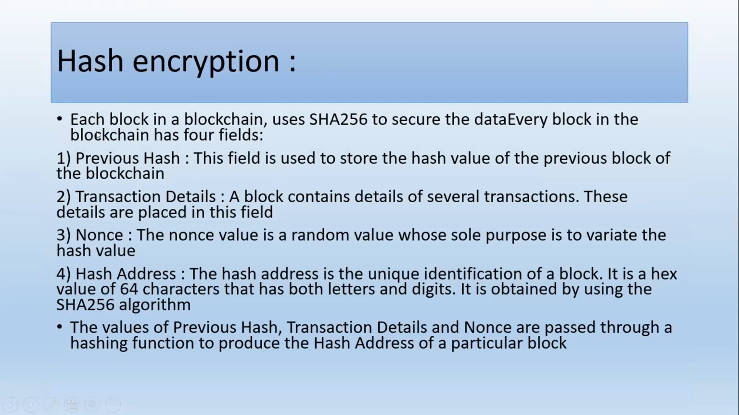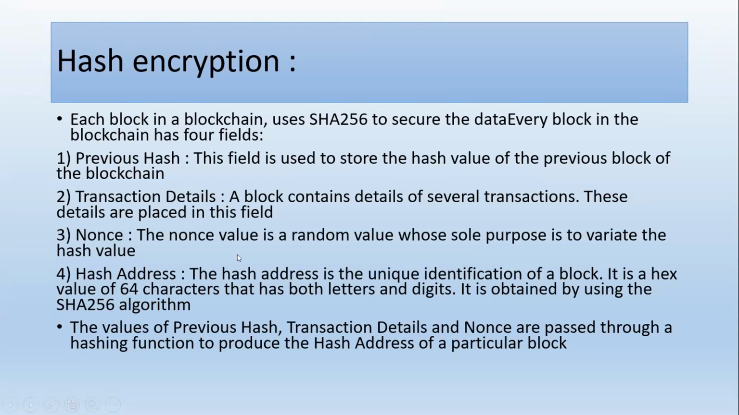So hash encryption. As there is a block in the blockchain which uses SHA-256 to secure the data, every block in the blockchain has 4 fields. First is previous hash, second one is transaction details, third one is nonce, fourth one is hash address. The previous hash field is used to store the hash value of the previous block of the blockchain. Then the transaction details of a block contain the details of several transactions. These details are passed in this field.